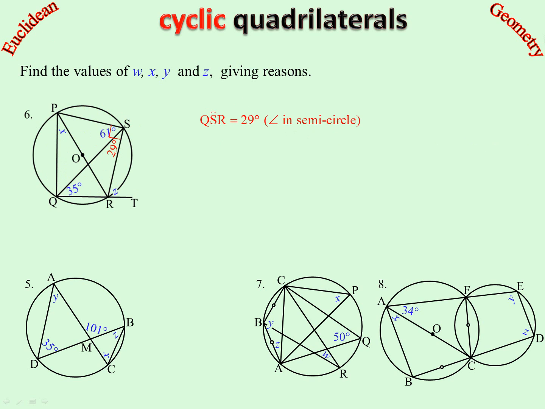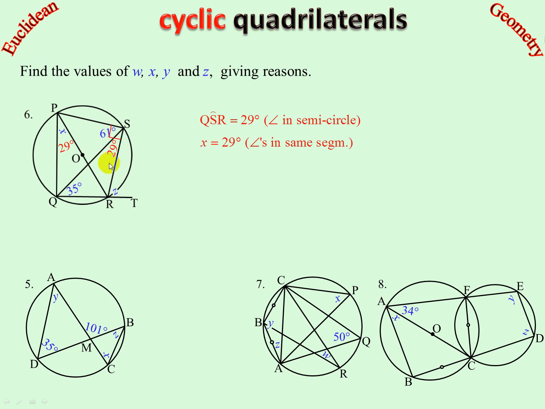QSR equals 29 degrees, and the reason is angle in semicircle. That doesn't mean it's 29 because of the angles in semicircle, but it means it's 29 because 61 and that give you 90, which means we know x. Angles in same segments.